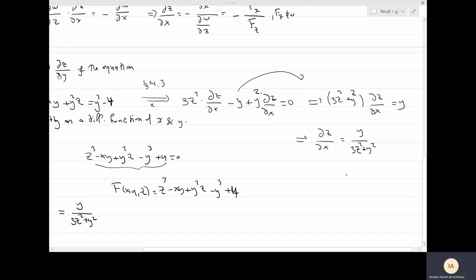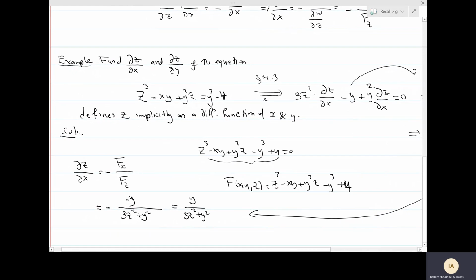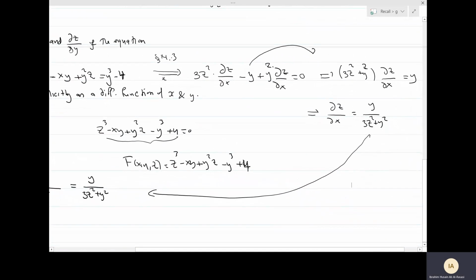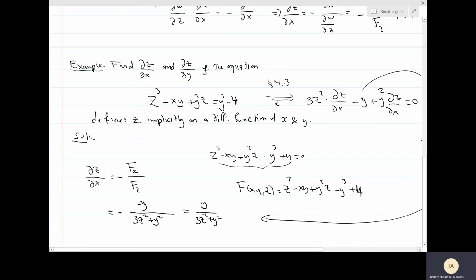Notice it's the same thing. It is the same. You get the same form, you get the same answer: y over 3z squared plus y squared. So you can use both to find implicit differentiation. You can use either the one we used in section 14.3 or the formula. It is easier to find it by a formula, especially in an exam, just to save time.